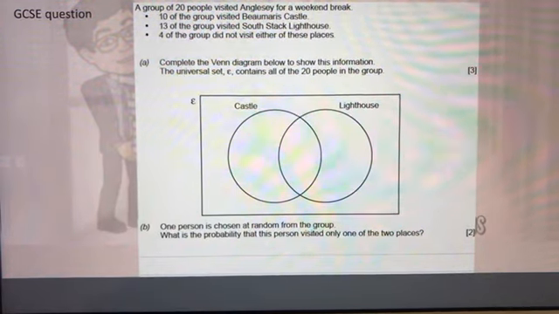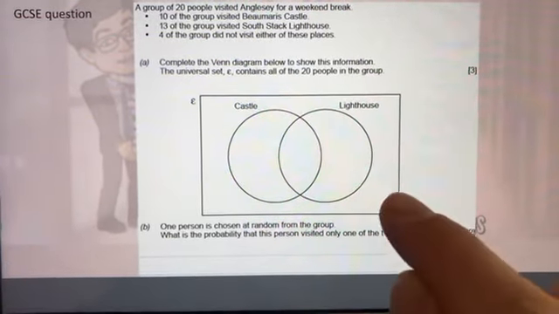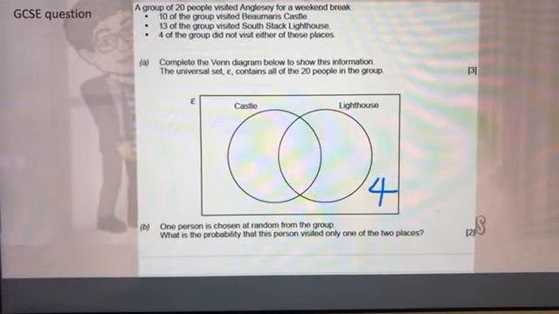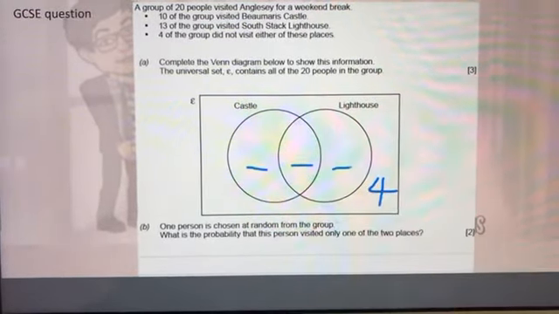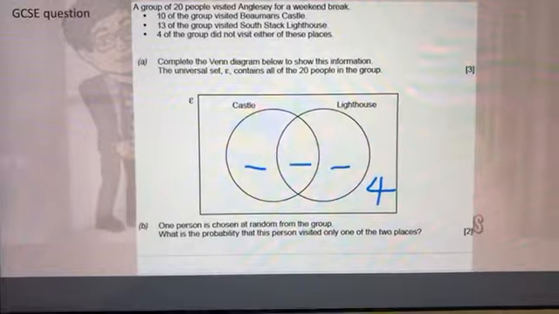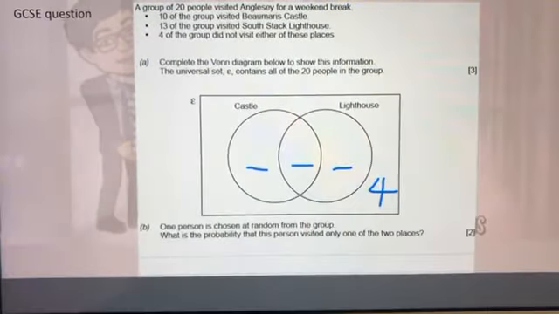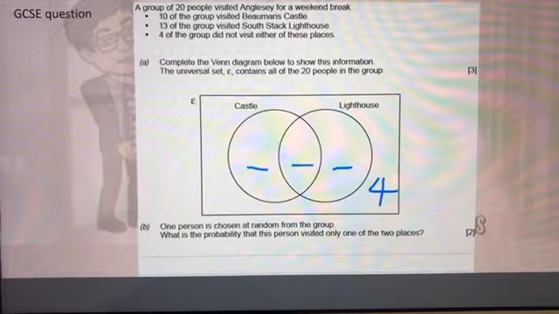Right, guys, so this one takes a lot of brain power. 4 people don't go to either of these places, so I can put that 4 on the outside already. There's 20 people altogether. If I take away 4 from 20, I'm left with 16 people, so these 3 spaces take up 16 people. 10 people went to the castle, 13 people went to the lighthouse. That adds to 23, so you can't just put these numbers in. You've got to do some working out first.